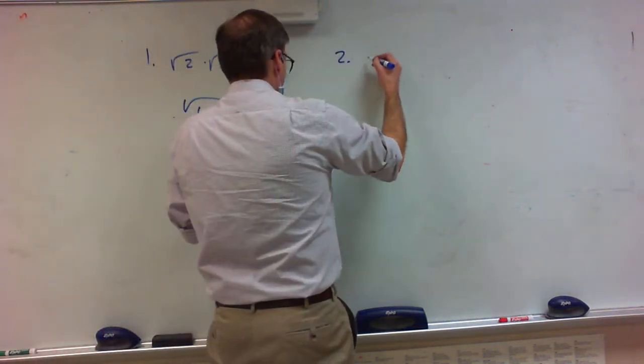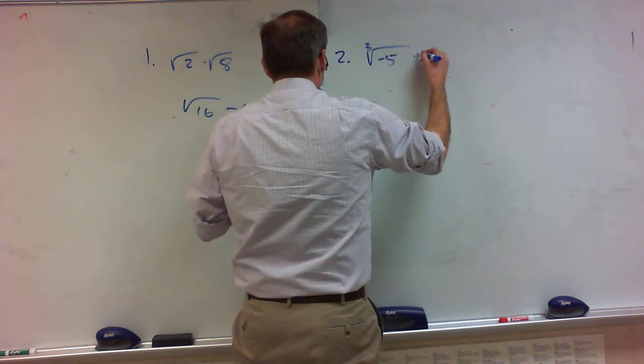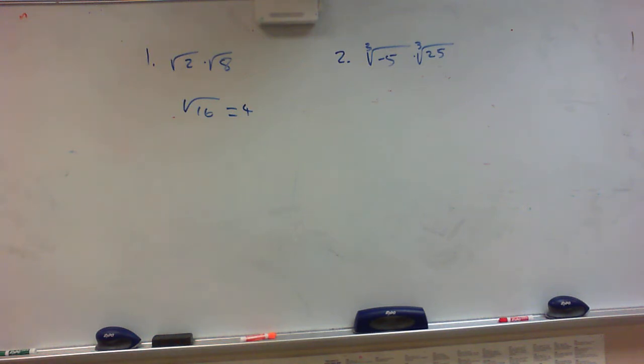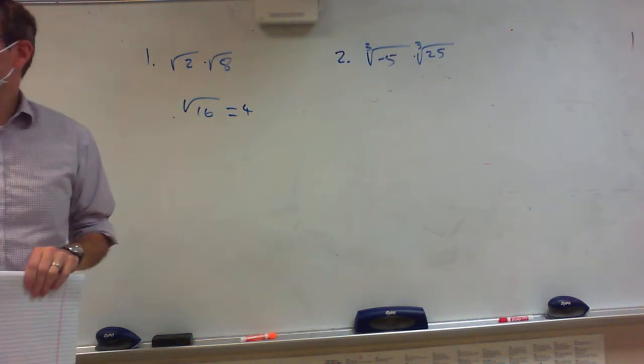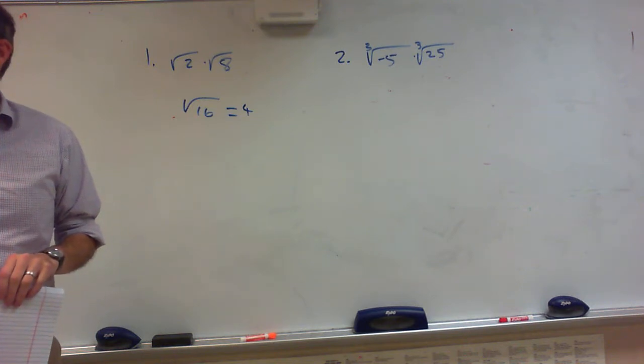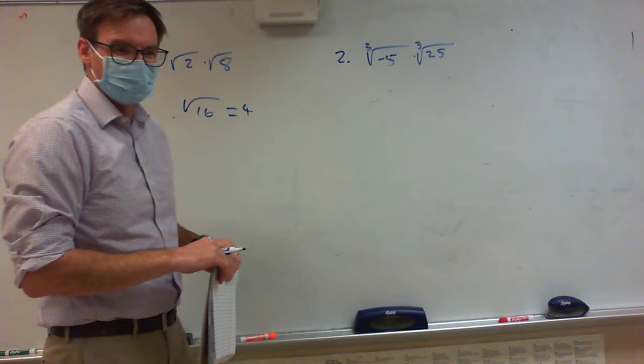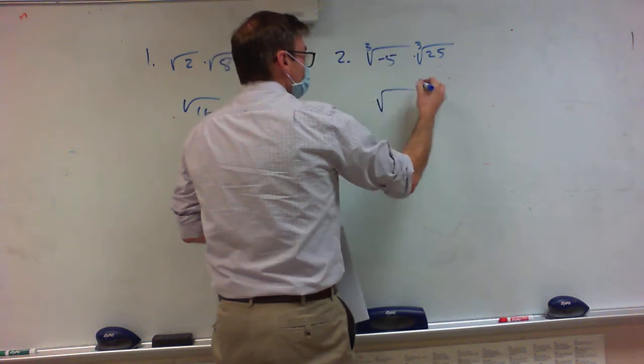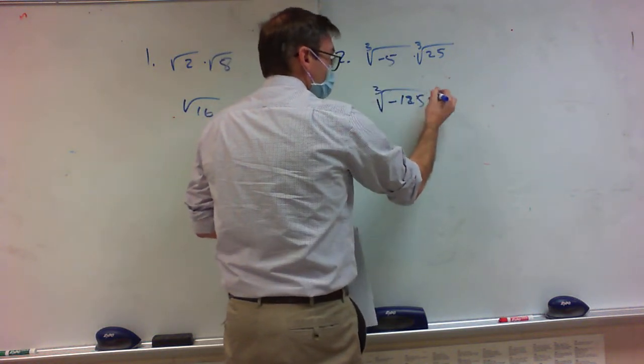So your turn. If I give you the cubed root of -5 times the cubed root of 25, what do you get? So make it one big radical. Cube root of -125. Well, what's the final answer? 5. Well, actually -5. Because if you make this one big cubed root, you get cubed root of -125, right?